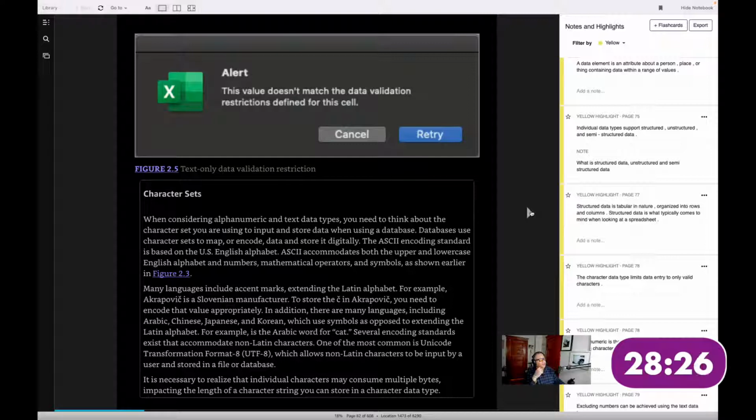I never thought about that. So he's talking about how there are certain languages where certain words require specific coding, because they're letters. Like he was saying, Akropovic is a Slavic manufacturer. To store the C in Akropovic, you need to encode the value appropriately, because the regular C doesn't work. You have to have this symbol over the top of it.